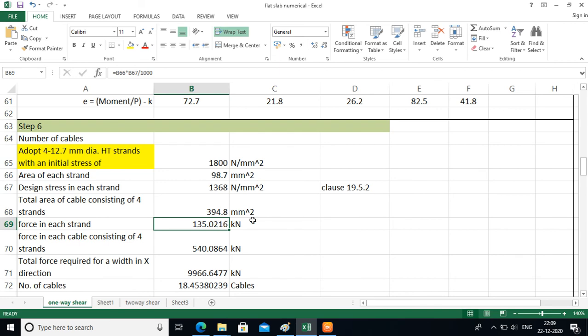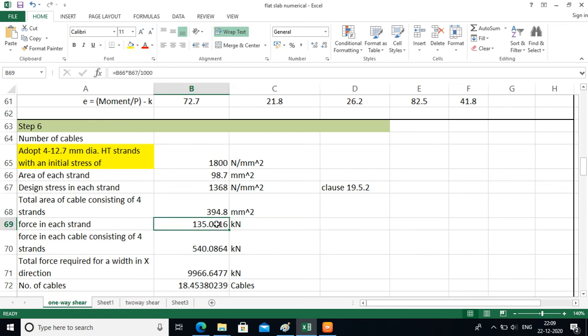We know the relation between the force, stress and area. Stress is equal to force divided by area. So by using this basic expression in the reverse way, we can get this force. So force is equal to stress into area. So see here, this is stress into area. Stress into area gives us the force in each strand.